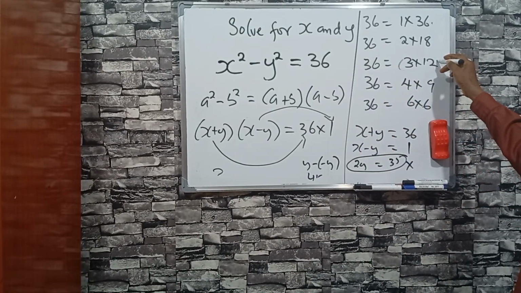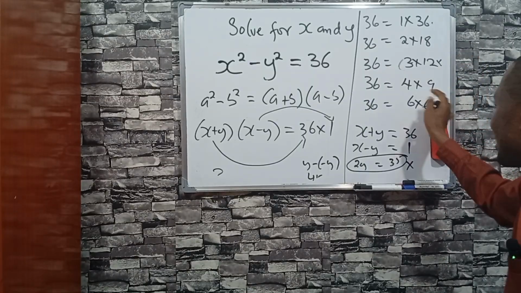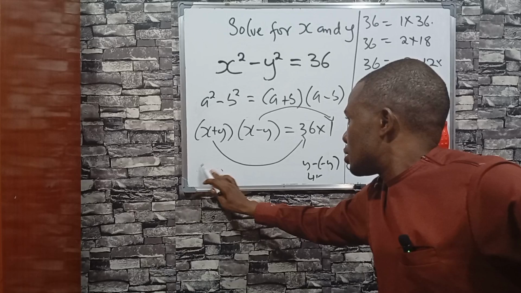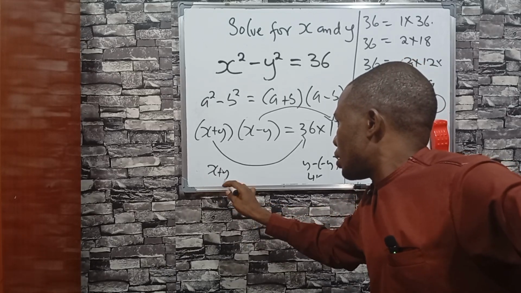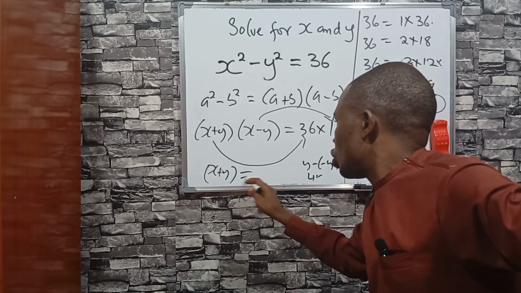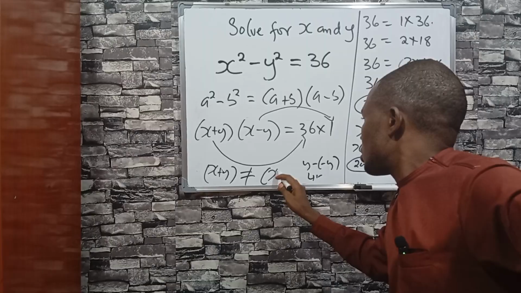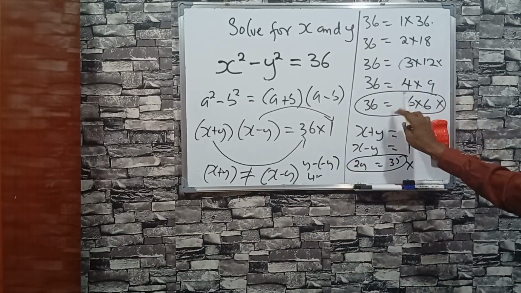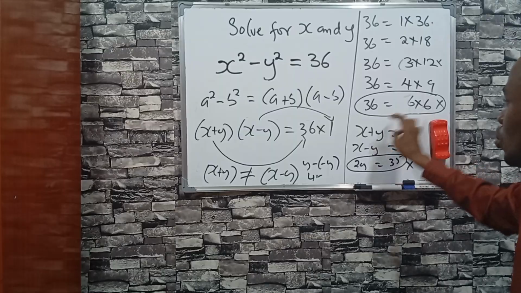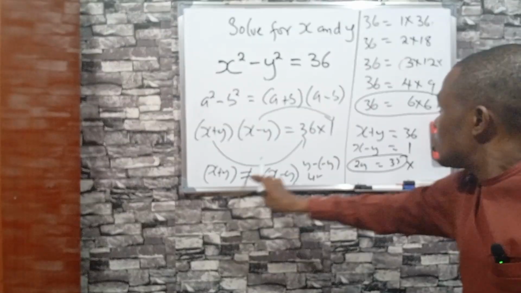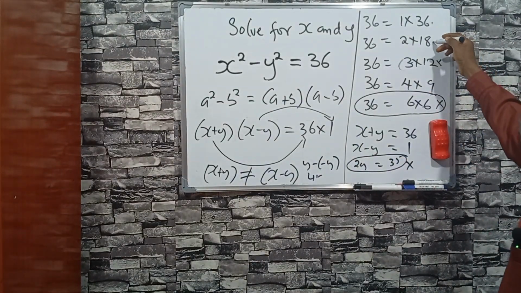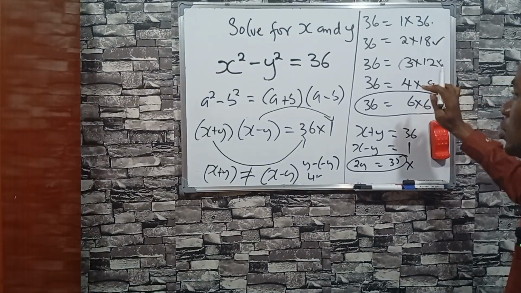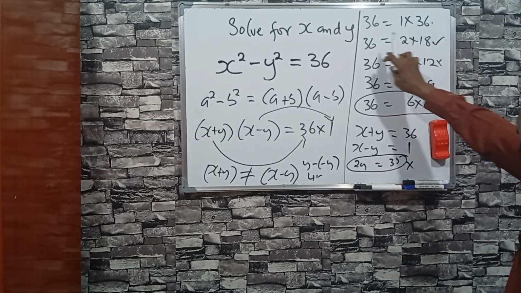This cannot go completely, because the two brackets, x plus y and x minus y, are not equal. That is why this is off completely, because you can't have these two equal. So the only one that can go here is this. I have tried this and this, but because of time, let's use this.